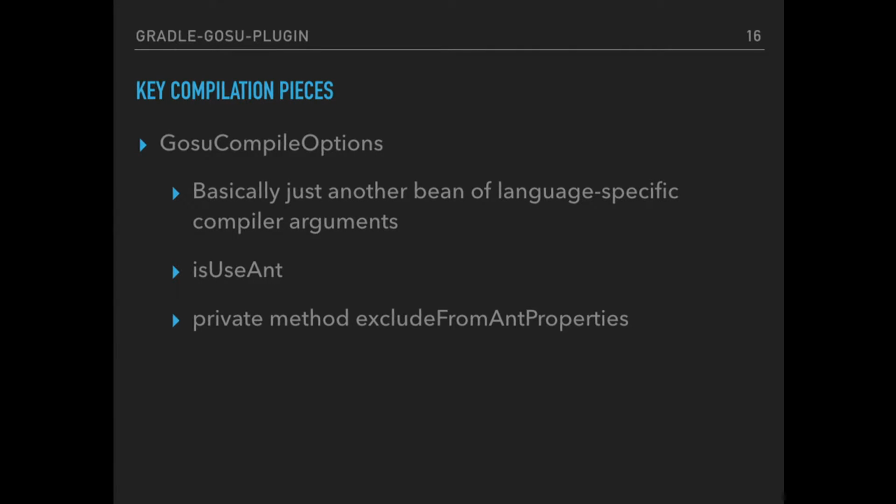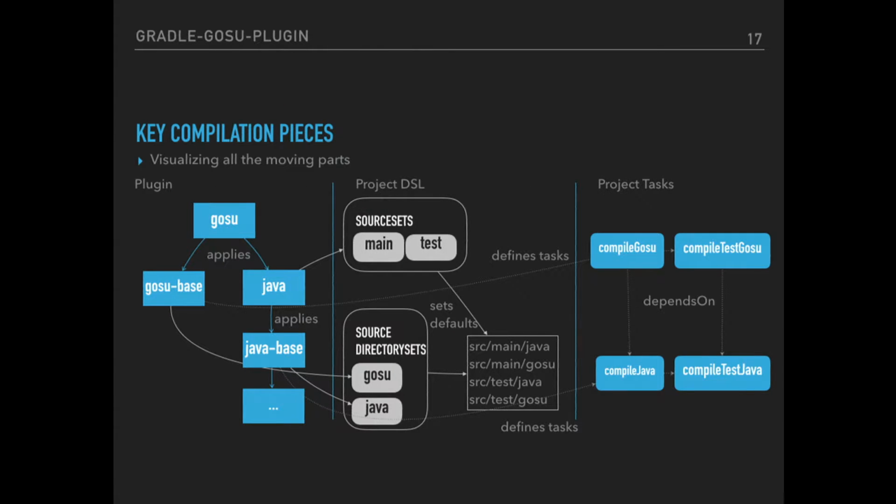Now, one critical thing to note here, though, is you need to implement a method called exclude from ant properties. That's because we're going to talk about something in a minute called the isolated ant builder. This is going to take all of the options which the build script sets, bundle them up, dynamically generate an ant task, and execute it. Certain things like is use ant or not, well, ant doesn't need to know about that. So this method is going to filter class-specific properties we don't need from the ant execution.